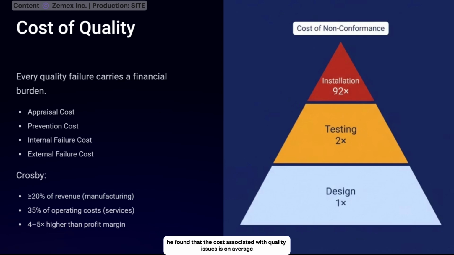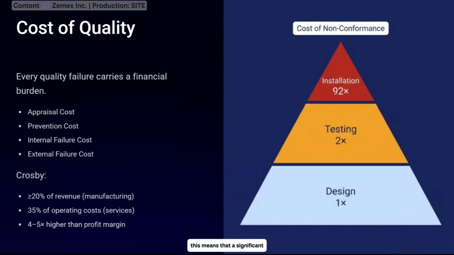In addition, he found that the cost associated with quality issues is, on average, 4 to 5 times higher than a company's profit margin. This means that a significant portion of financial performance is influenced by costs arising from quality issues. These costs can be categorized as follows.